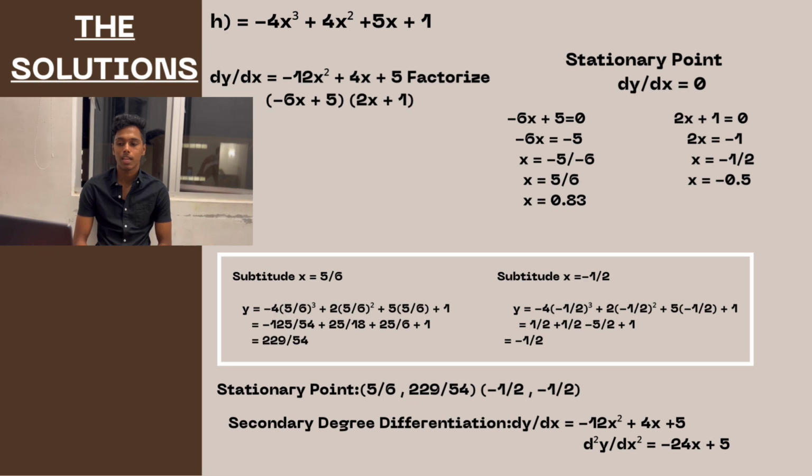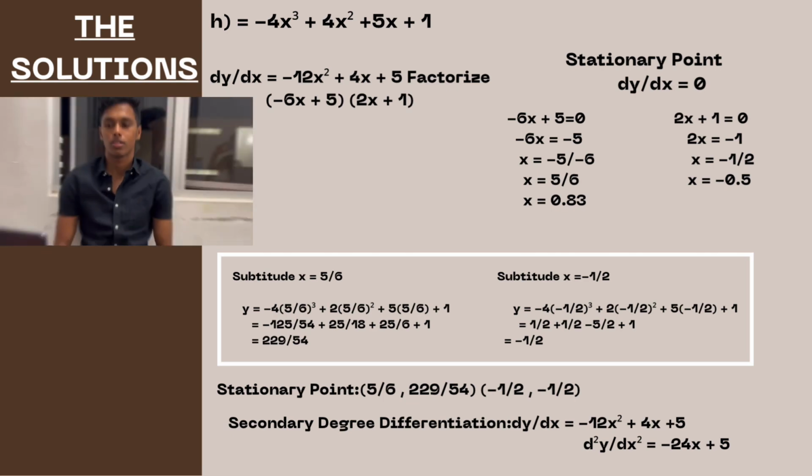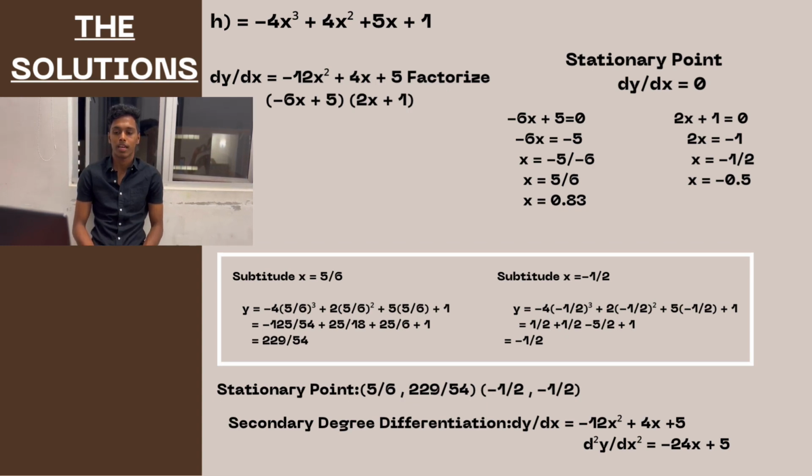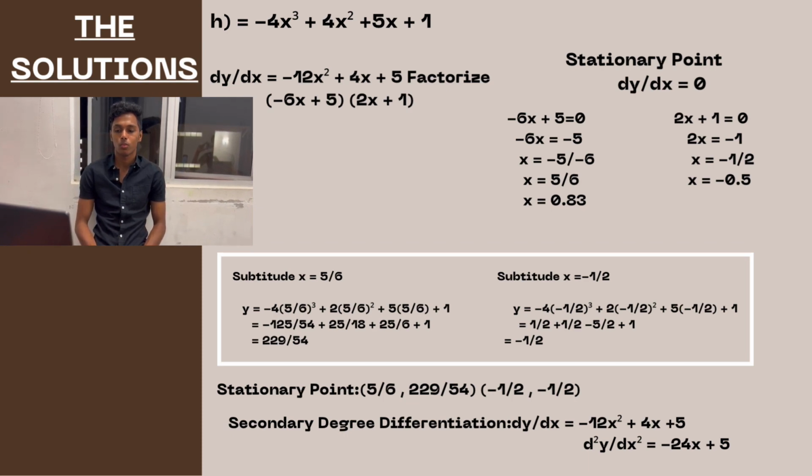The next step will be the stationary points. The formula is dy over dx equals 0. So we'll be getting both values of x. The first x value will be 0.83 and the second value will be negative 0.5. After we get both x values, we substitute them into the equation to find y. So the first y value will be 229 over 54 and the second y will be negative 1 over 2.